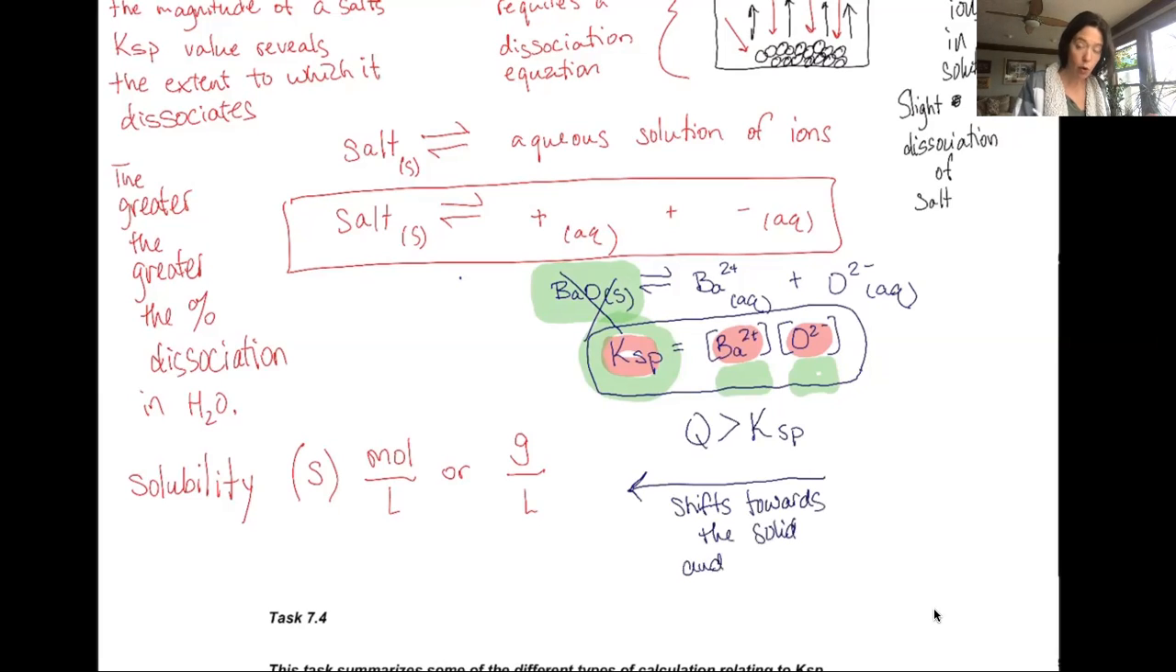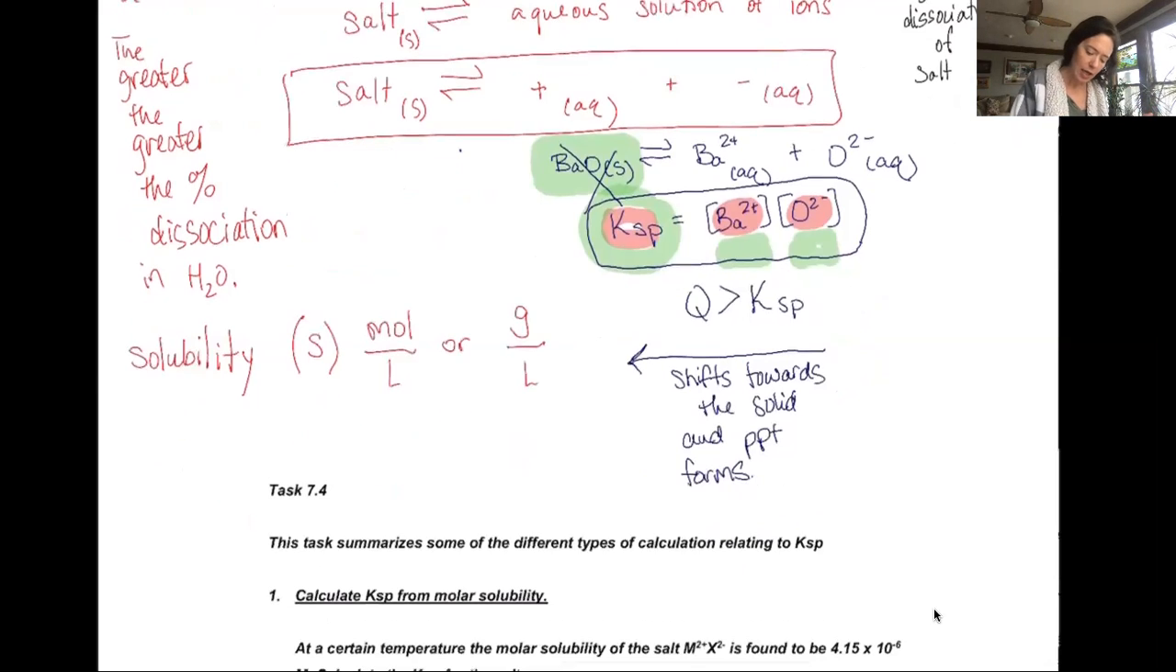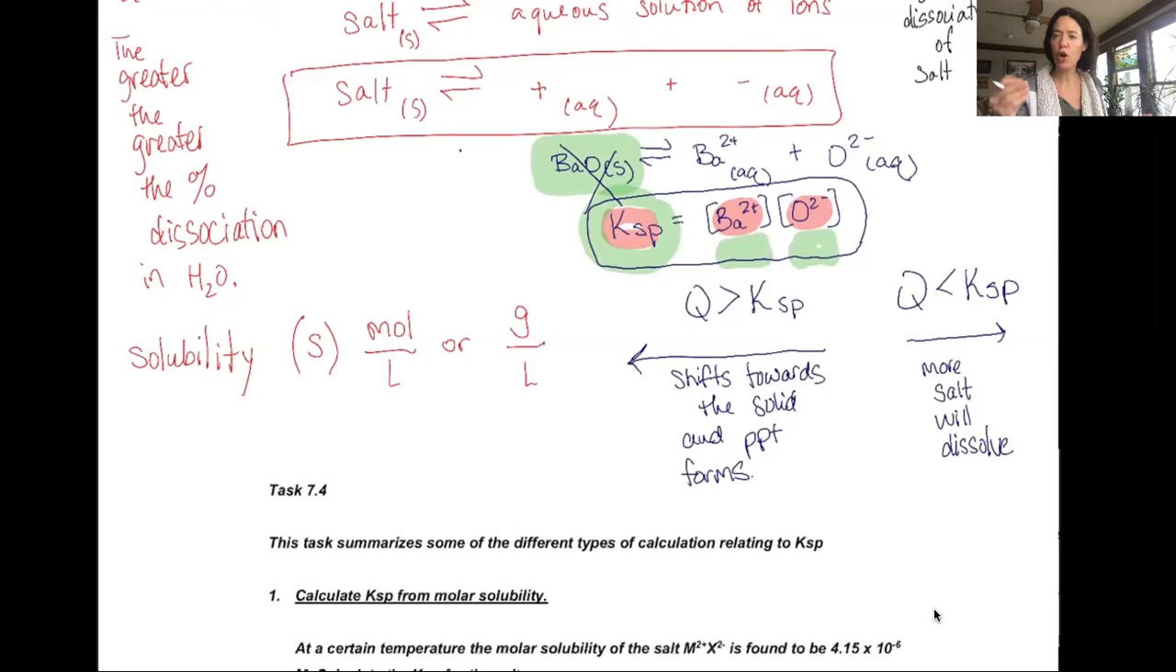And more precipitate forms. So either we form it or we form more of it, right? Because it's already there, but we cause more solid to be present. If Q is less than Ksp, then the reaction will go this way and more salt will dissolve. All of this is pH dependent sometimes, and we're going to get into that. We're also going to be able to say, yes, a precipitate will form, or no, a precipitate will not form.